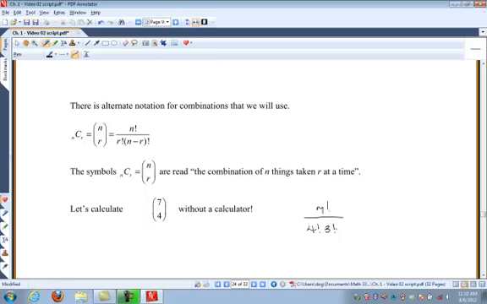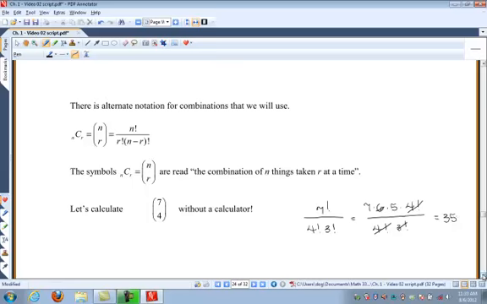There, I've got it worked out. So that's 7 factorial over 4 factorial, 3 factorial. So that's 7 times 6 times 5 times 4 factorial, and the 4 factorials cancel. And 3 factorial is 6. So that's going to be 35.